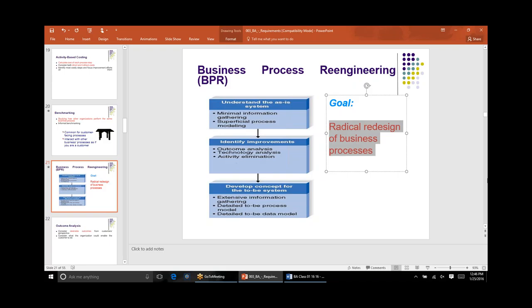Radical redesign of business processes. In that case, business processes are fundamentally changed. In this case, business processes are fundamentally redesigned. Fundamental redesign of the processes that we do in case of business process reengineering.